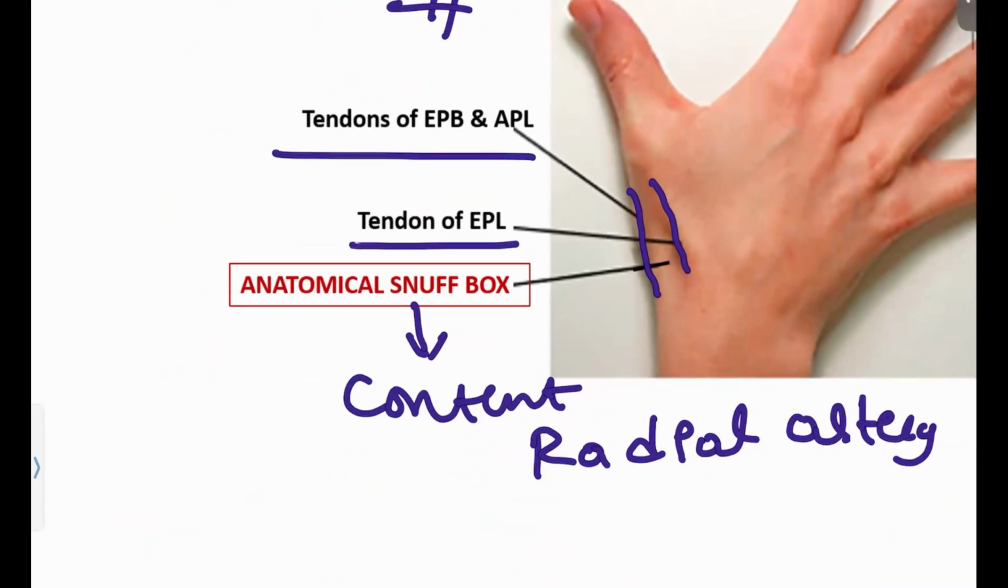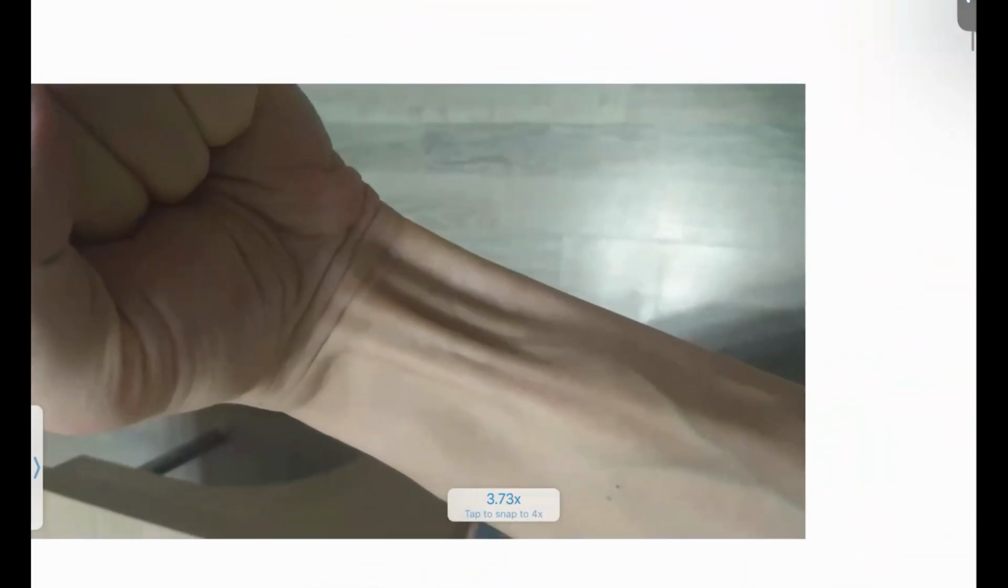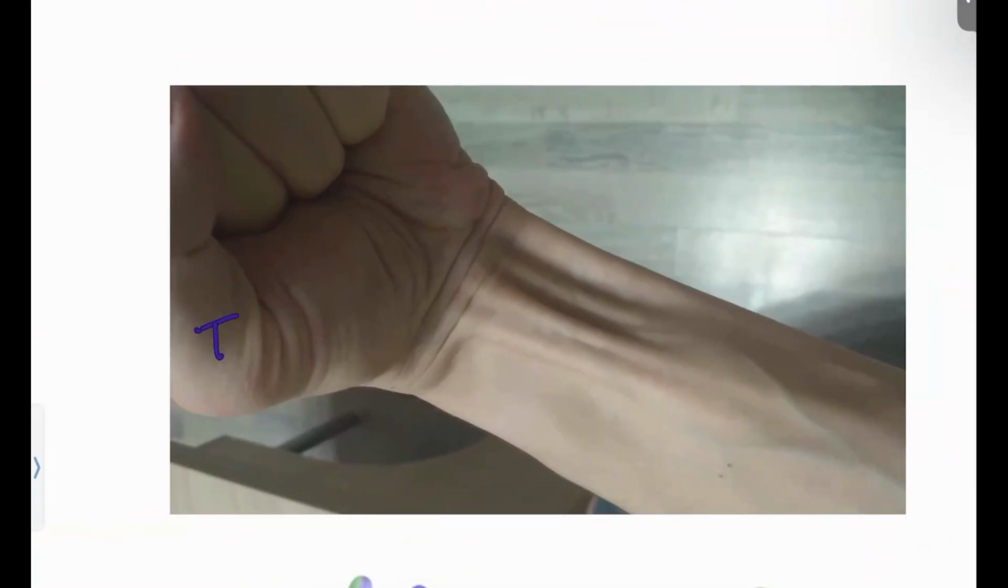So remember again, on the superior border you will have the extensor pollicis longus, and on the inferior border, the extensor pollicis brevis and the abductor pollicis longus. These are the things to remember. And the next one is also an image-based question that was asked. Here you can see this is the thumb, this is your little finger.